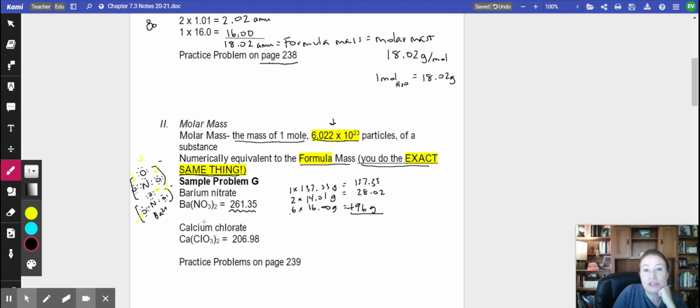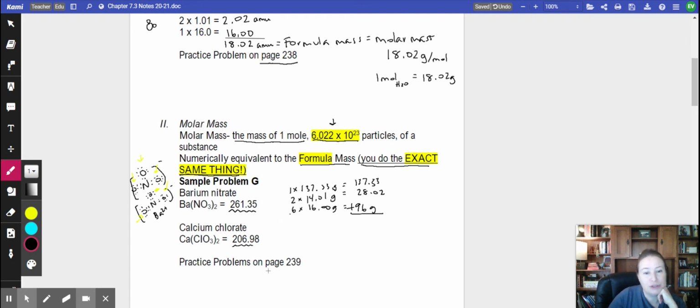Okay, calcium chlorate. Go ahead and try adding up the molar mass of calcium chlorate. If you just Google the answer or use my answers, you're not going to learn as much. So look them up, add them up just like we did barium nitrate. See if you get the correct answer. See if you can get that answer of 206.98. And if you can't, make sure you come with questions tomorrow.